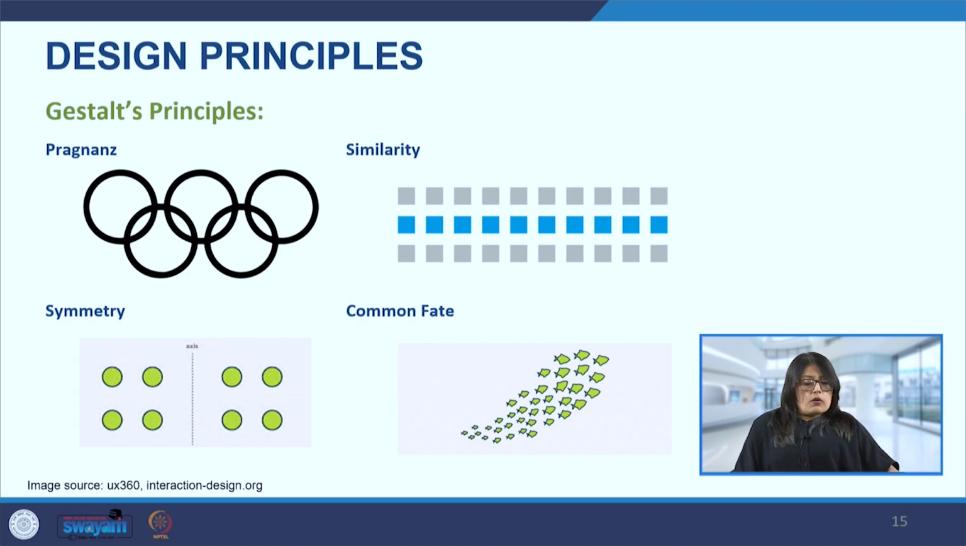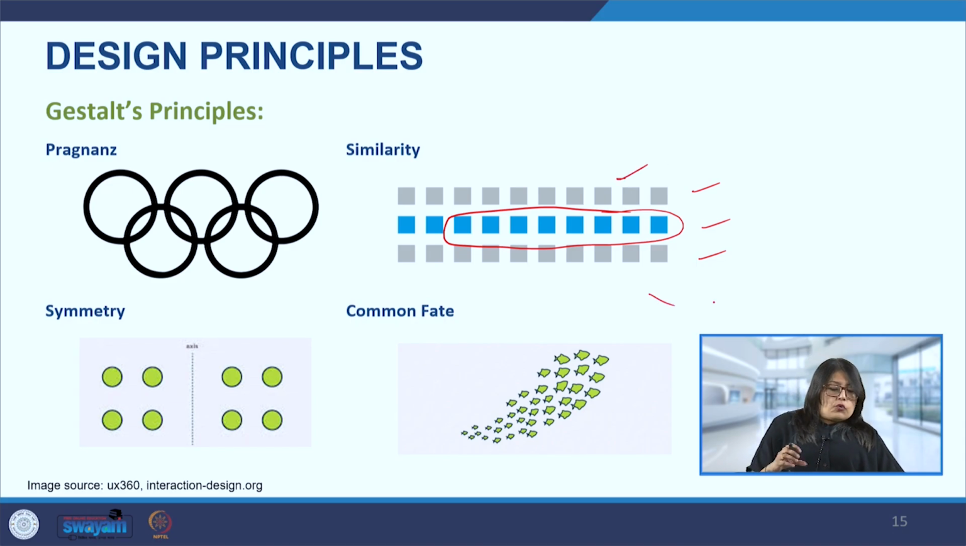The next is similarity, that is how we perceive complex visual information as groups of like things. Although here we have 3 rows of squares, we will call this, for example, the line with blue dots, and these are the line with gray dots. So we are just grouping them based on their similar attributes.